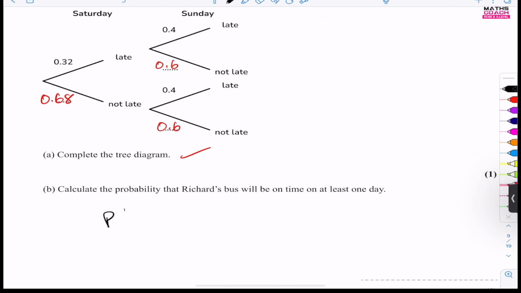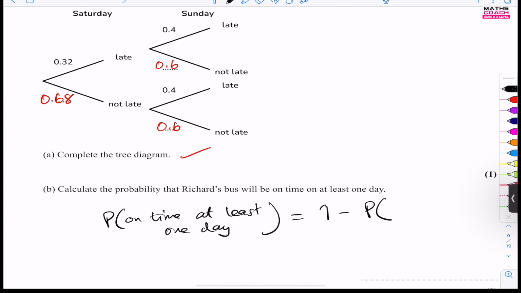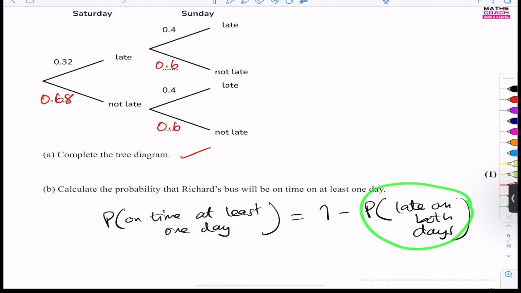We can do probability on time at least one day equal to 1 take away the probability that it's late on both days. You see, when something is late on both days, that means you've eliminated the probability where it's late on Saturday and on Sunday. That means it's either on time on both days or on time and then late. Okay, and it's a quicker way to do this. So if we want to work out the probability of late on both days, that means we just use that and take that away from 1.